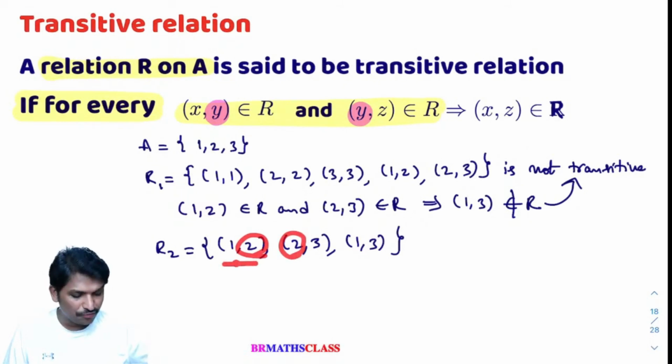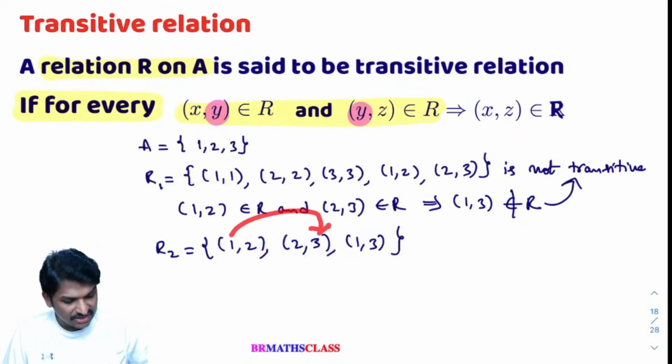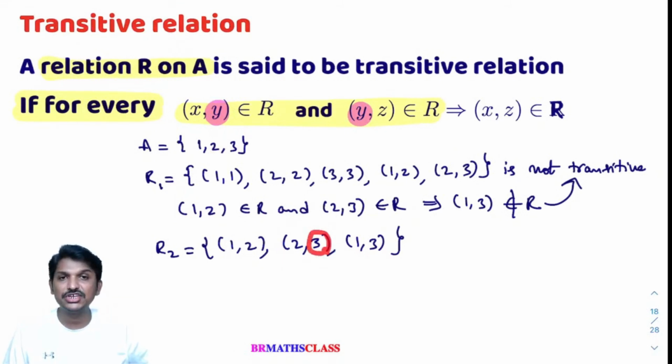That means you are able to find (x,y) and (y,z). You need to look whether (x,z) belongs to the relation or not. What is (x,z)? (x,z) is (1,3). Is (1,3) present in this relation? Yes. Now you take this one, (2,3). It ends with 3. Now look for other ordered pairs in this relation which start with 3. No other ordered pair starts with 3.